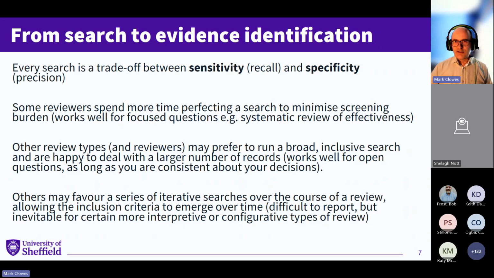The third option really is to favour a series of iterative searches over the period that you're working on a review. So instead of trying to get it all right first time, whether with a big yield or a small yield, it's honing the search over time and allowing the inclusion criteria to emerge as you explore the topic. Now, this can be very difficult to report in a way that is systematic. It can be very difficult to give the reader or peer reviewer confidence that you've done this in a rigorous way.